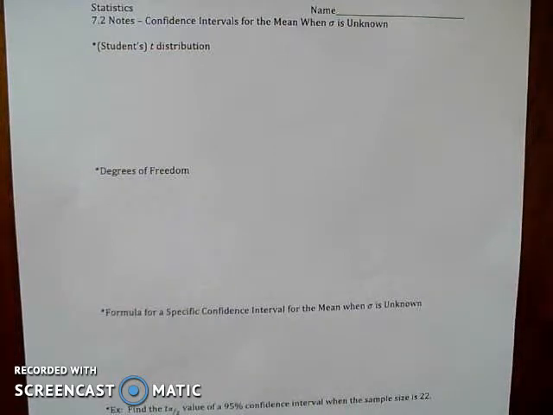So 7.2 is almost identical to 7.1. We're still going to be finding confidence intervals for the mean. And so everything will look the same. You're going to have your answer in an inequality, and then you're going to have to write it out and all of that sort of stuff.